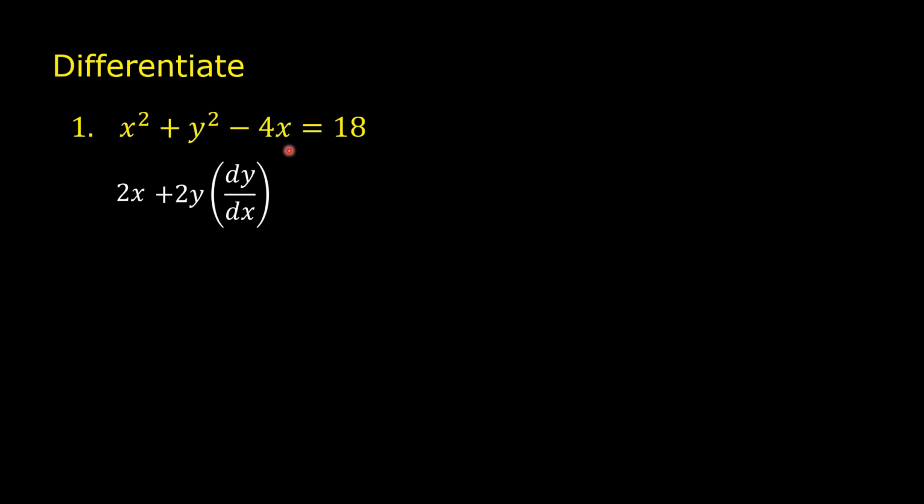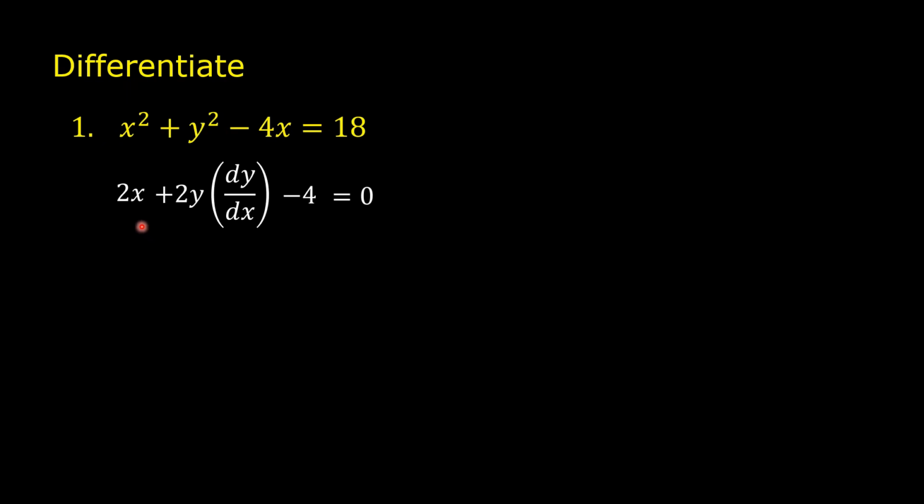The derivative of negative 4x using the power rule is negative 4. And the derivative of 18, being constant, is equal to 0. So this is equal to 0. Next step, collect all dy/dx terms on the left side. There is only one dy/dx term.